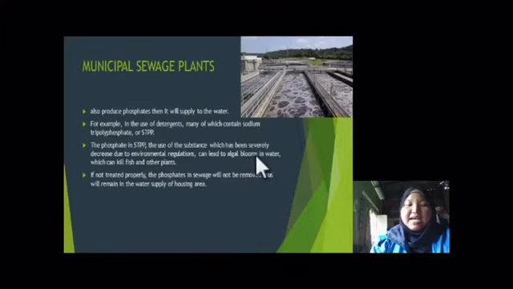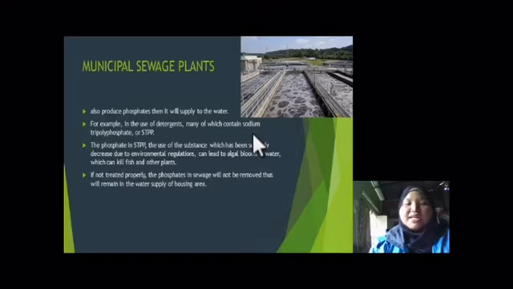And lastly, humans influence the phosphorus cycle by municipal sewage plants. In these municipal sewage plants, phosphate is also produced, and then it will be supplied to the water. For example, in the use of detergents, many of us use detergent, right? Many of which contain sodium tripolyphosphate or STPP.